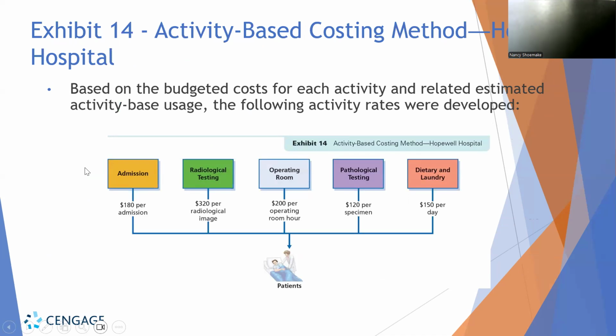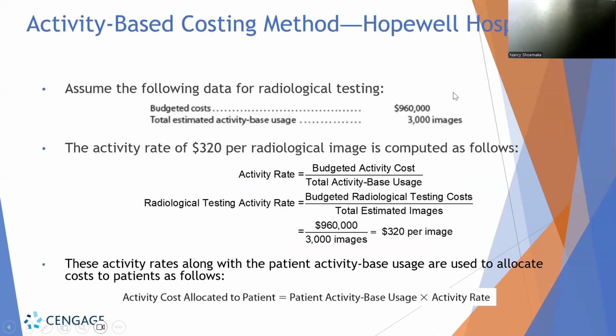So for every admission the hospital gets, they're going to allocate $180. For every testing, x-ray stuff, $320. Operating room, $200 per operating room hour. Pathological, $120. And dietary and laundry, $150. That's how they determine the overhead is going to be allocated.